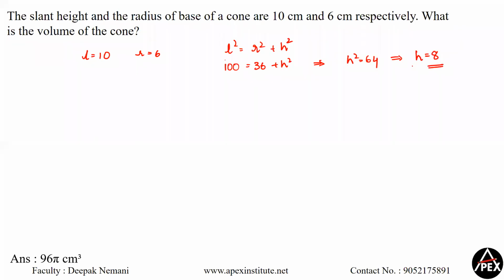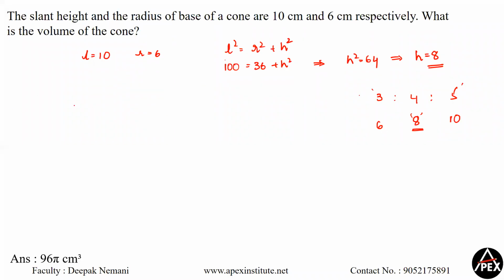Now, can we determine that h is equal to 8 directly? Yes, sir, Pythagoras triplets. Any dimensions in the form 3:4:5 will form Pythagoras triplets. Here the slant height is the hypotenuse. So we are given this as 10, this as 6, so the third side will be 8. So the height of the cone is 8.